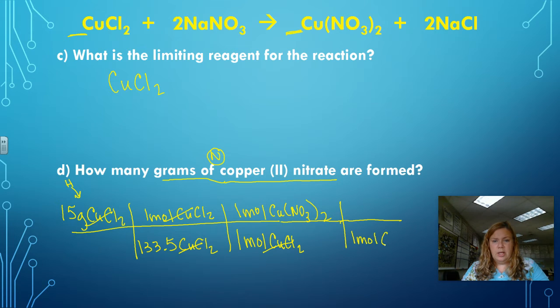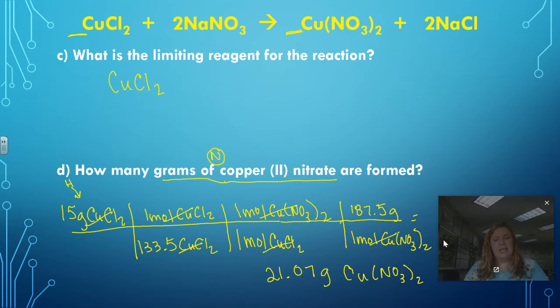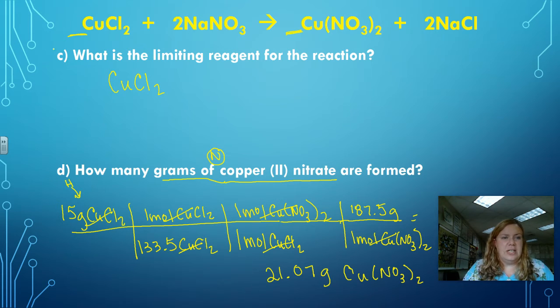So I have 1 mole of copper 2 nitrate for every, and the molar mass of copper 2 nitrate is 187.5 grams. So I'm finally to the point where I can calculate. So I'm going to multiply 15 times 187.5 divided by 133.5, and I'm going to get 21.07 grams of copper 2 nitrate. What this is saying is, if I only have 15 grams of copper 2 chloride, then I can only make so much because this is my excess.